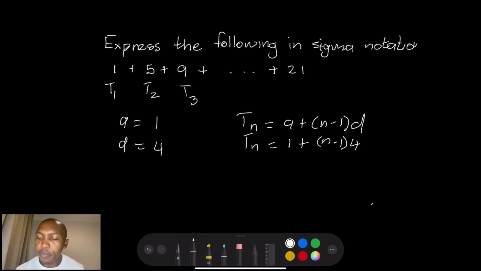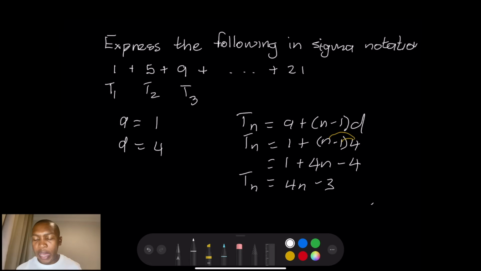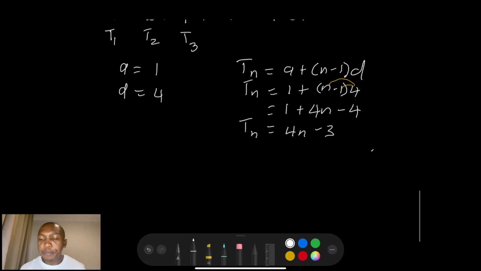Okay, so we're going to substitute that in there. And please remember, we're going to substitute into both of those. So now that becomes 4 times n, that becomes 4n, minus 4 times 1, and remember it's positive times a negative, that's going to be minus 4. So our general expression there is going to simply be 4n minus 3. So that is our general expression for the sequence.